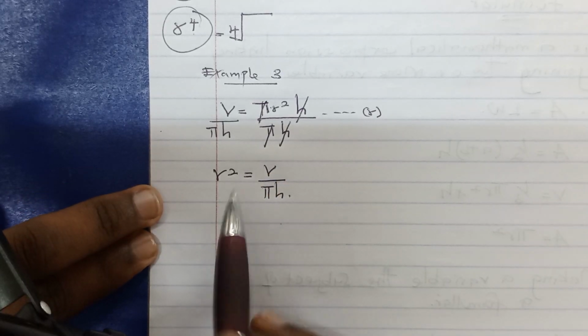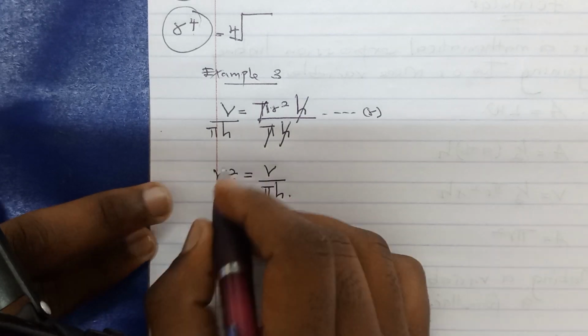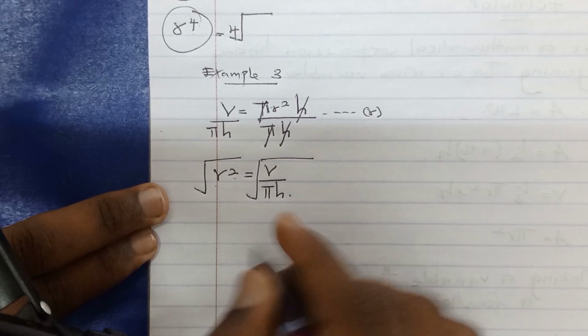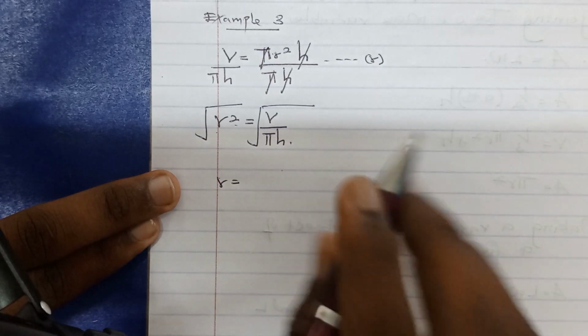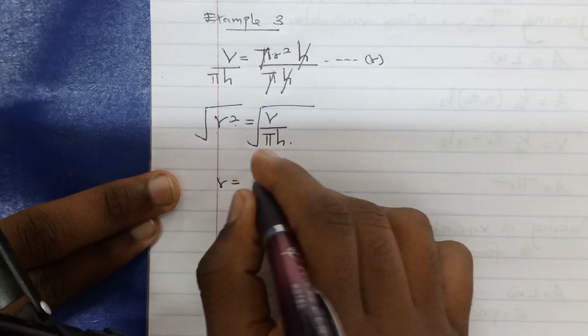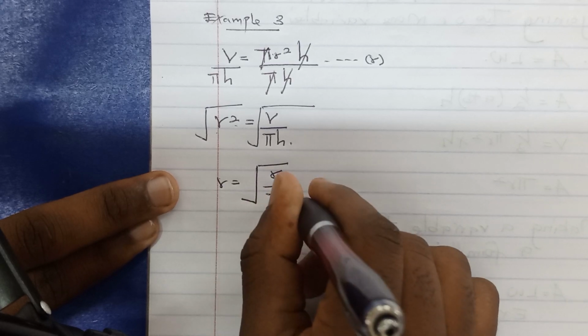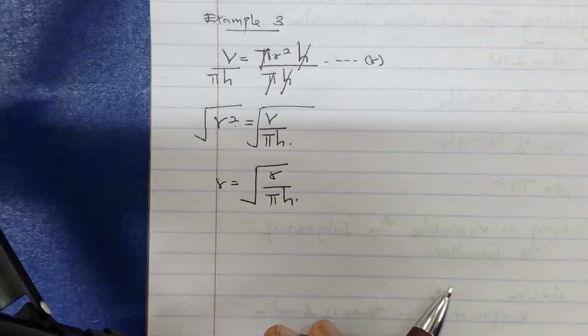But remember, I've said to get rid of this index, or this number raised to r, because it's 2, I simply introduce a square root, and in this case I'll get r is equals to the root of V over pi height. So I want you to get now how I'm getting rid of that square there, of that index.